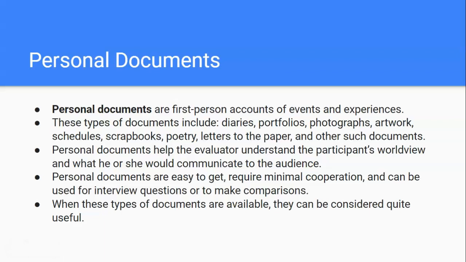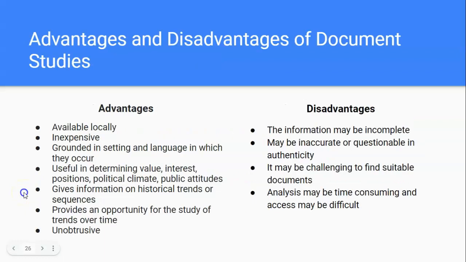Personal documents are first-person accounts of events and experiences. These types of documents include diaries, portfolios, photographs, artwork, schedules, scrapbooks, poetry, letters to the paper, and other such documents. Personal documents help the evaluator understand the participant's worldview and what he or she would communicate to the audience.